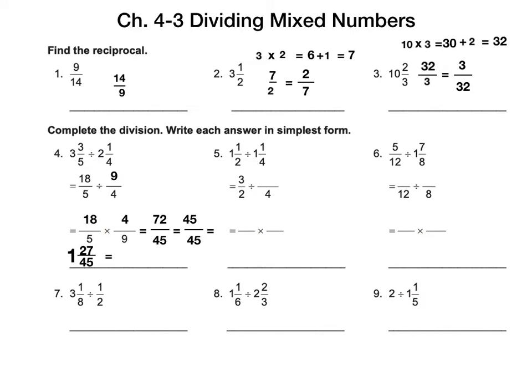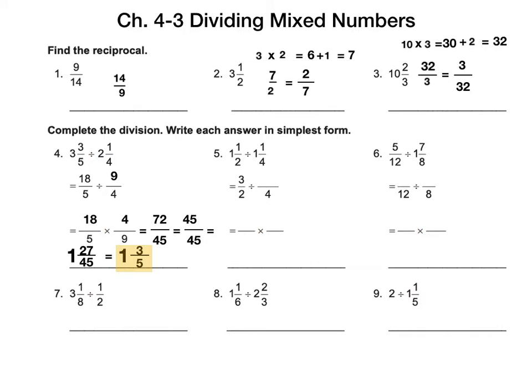So we are going to divide that. We're going to pull out our whole number, keep that so we don't forget it in our final answer. And then we're going to do our division. 27 divided by 9 is 3. 45 divided by 9 is 5. So our final answer is 1 3/5.